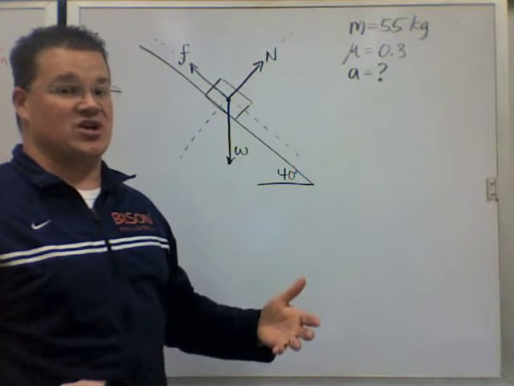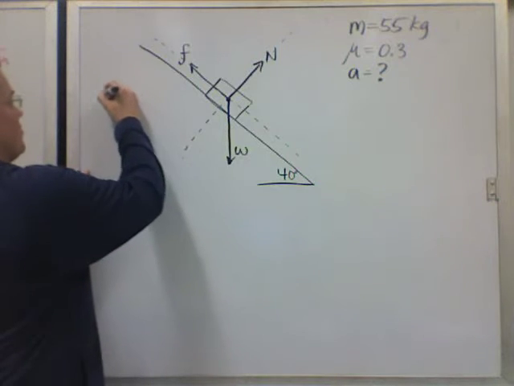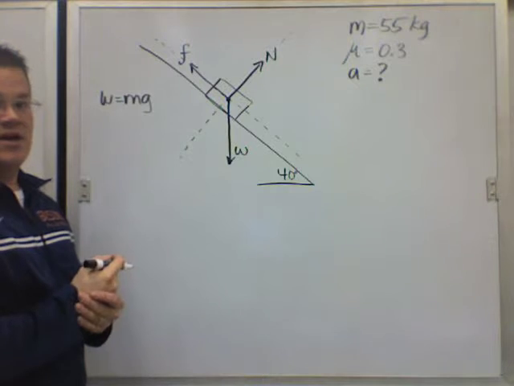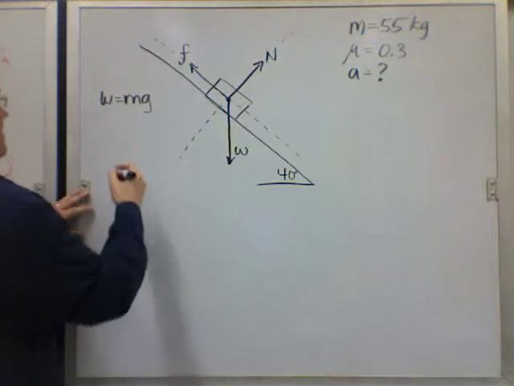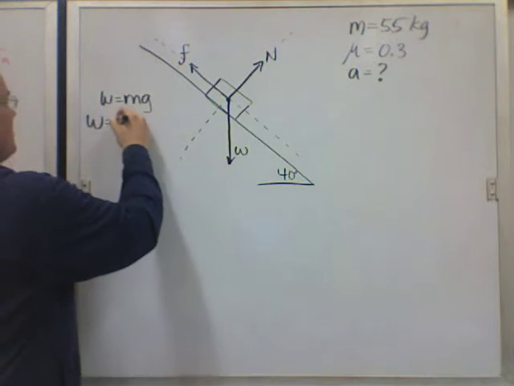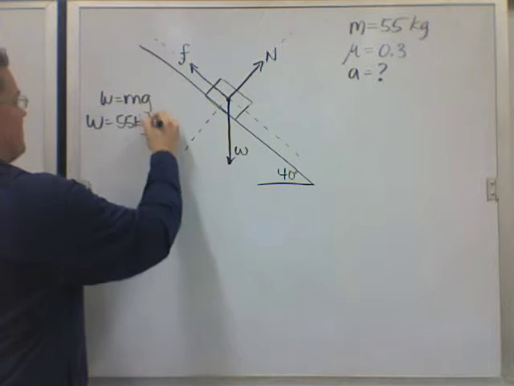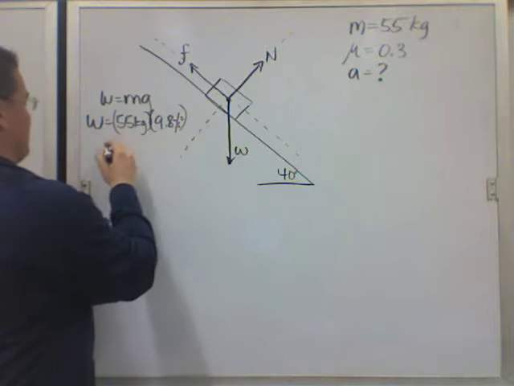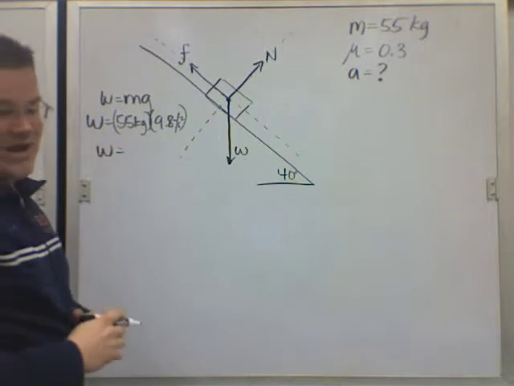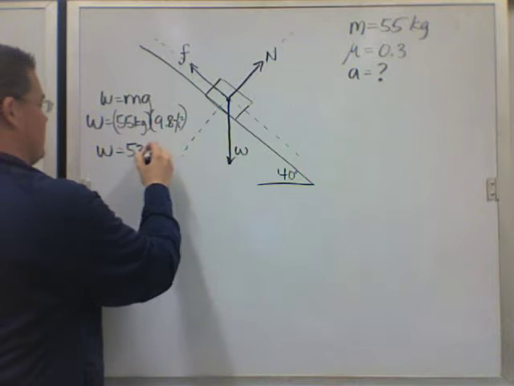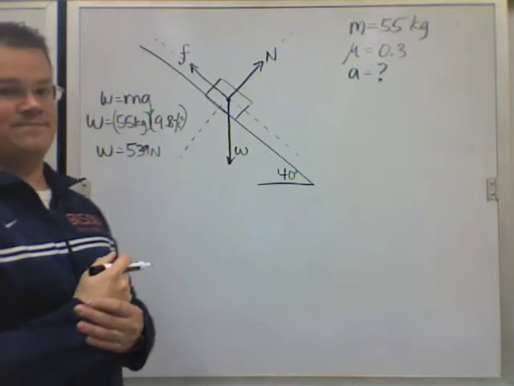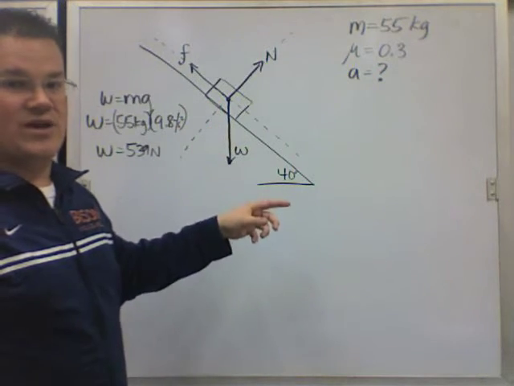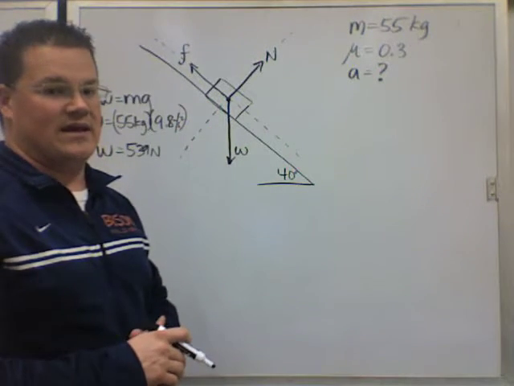First, though, we need to actually solve for what the weight is. We know the equation for weight is mass times gravity. You've been given that the mass is 55 kilograms, so weight is 55 kilograms times 9.8 meters per second squared. You get a weight of 539 newtons. That's going to be important for us to do our trig, but once we do the trig and get our components, you won't use that weight anymore.